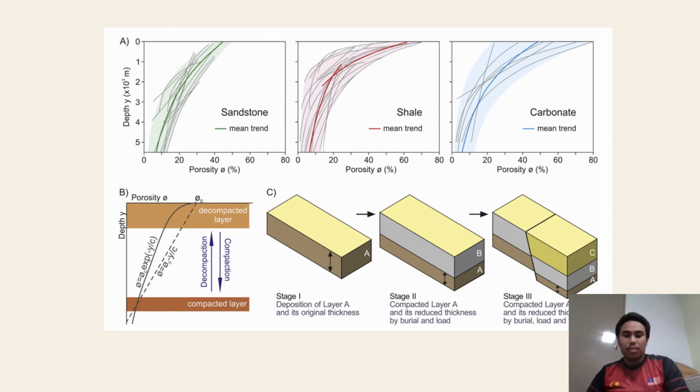and the deposition can be applied. First of all, stage 1 is the deposition of layer A. Stage 2 is the compacted layer A, with the thickness buried and loaded by the sediment of layer B. And the third stage is the compacted layer A with reduced thickness, buried by layer B and layer C, which is the overburden on layer A and creates faults.